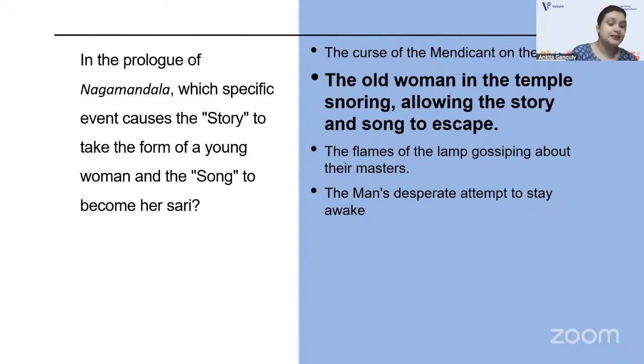So, what was the reason that song and story could escape? Story and song could escape because the old lady who was harboring them in her mouth fell asleep. And when she started snoring, story and song escaped. And this happens in the prologue of Nagamandala by Girish Karnad. Nagamandala. Okay?